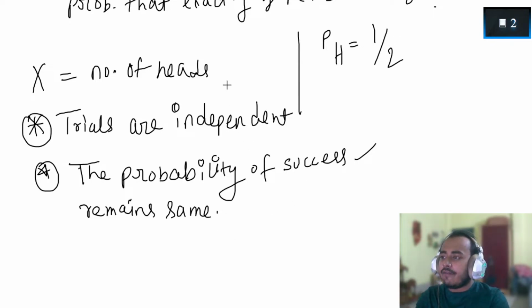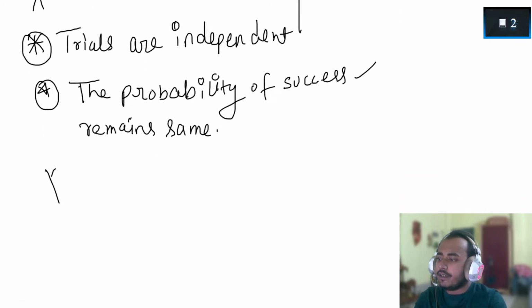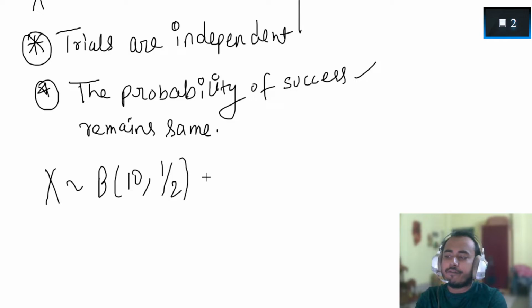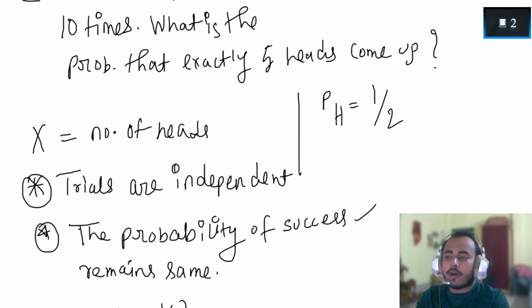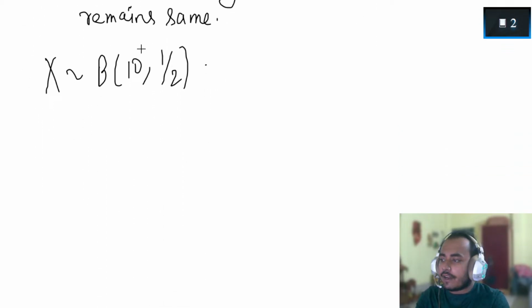And with this in hand, and since we know that the coin has been tossed 10 times, we understand that x, the number of heads, is a binomial distribution with parameters: 10 trials, and the probability of success is half. And once we have reduced it to that, it is easier to get the answer. The question was what is the probability that exactly 5 heads come up. We know that x counts the number of heads.